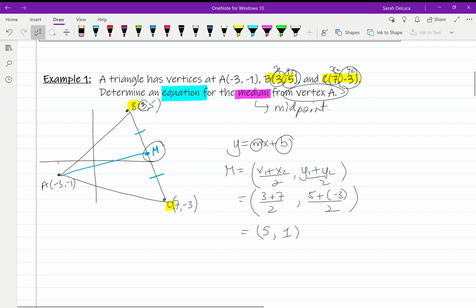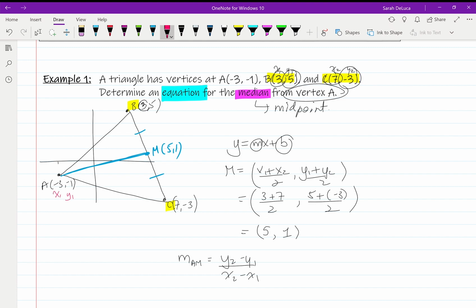So now I have 2 points. And I like to always go back to my picture and incorporate that information. So now I have 5, 1, and that's enough for me to determine the slope of this guy right here. So I'm going to indicate that. I'm going to write slope with a subscript of AM. So y2 minus y1 over x2 minus x1. Watch for this. This is where the mistakes tend to happen. I'm going to label these properly. So I'm going to call this x1 and y1. I'll call this x2 and y2.